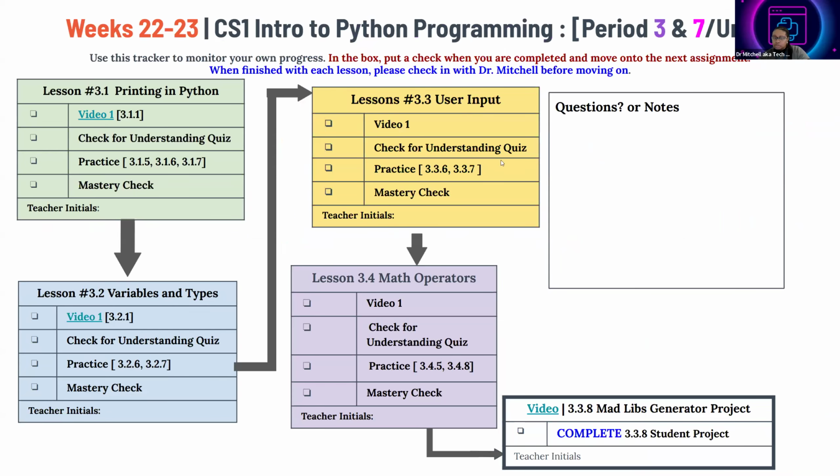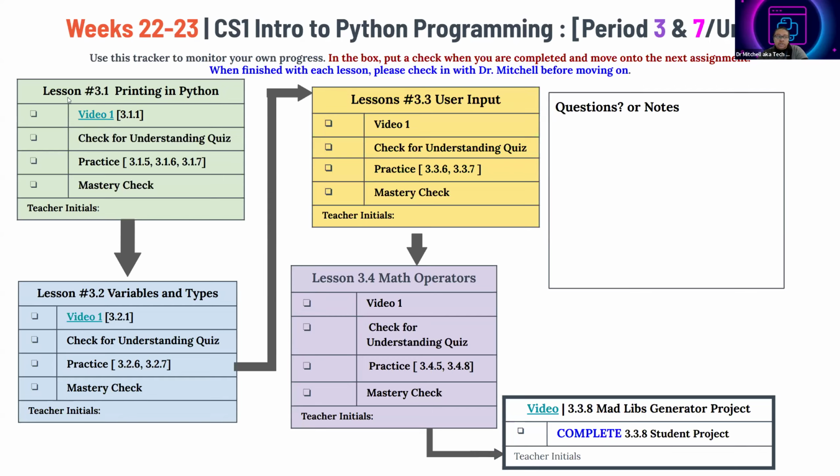Essentially, I just want to get you caught up for those who have been out or just didn't realize everything that we had to do for this week and last week. So essentially, you should have completed lesson 3.1, printing in Python, because at the end we have this amazing Mad Libs generator project that we have been working on.